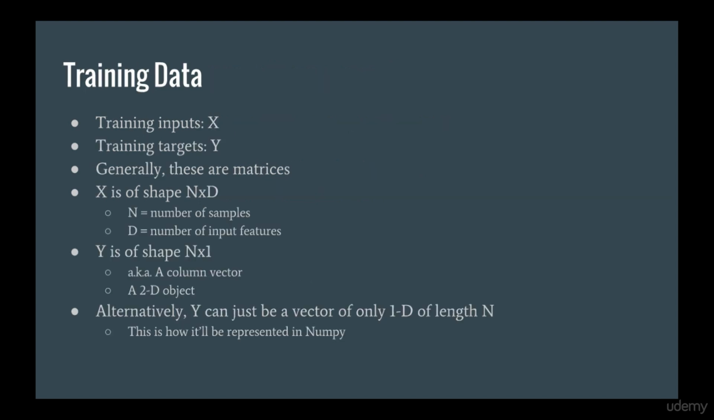First, when we're talking about training data for a neural network, you've seen that we can refer to the inputs as X and the targets as Y. Generally speaking, these are matrices. X is n by d, which means we have n samples and d input features. Y is sometimes considered to be of size n by 1, where if you're working with matrices, this would be considered a column vector. Note that n by 1 suggests that we're working with a two-dimensional object. Other times, Y can also be considered just a vector of length n, in which case it would be a one-dimensional object. In NumPy, we use this convention. So typically, when we're working in code, Y will be a one-dimensional object of size n, rather than a two-dimensional object of size n by 1.